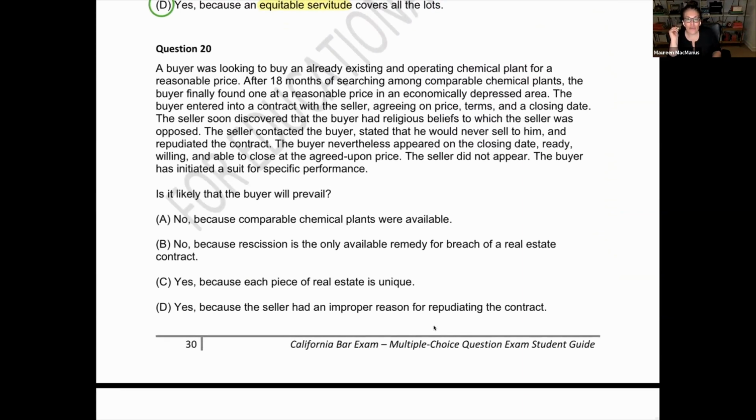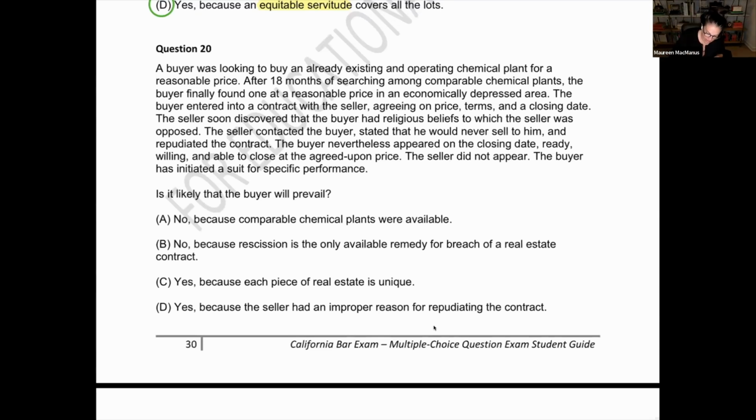A buyer was looking to buy an already existing and operating chemical plant for a reasonable price. After 18 months of searching among comparable chemical plants, the buyer finally found one at a reasonable price in an economically depressed area. The buyer entered into a contract with the seller, agreeing on price, terms, and a closing date. The seller soon discovered that the buyer had religious beliefs to which the seller was opposed. The seller contacted the buyer, stated that he would never sell to him, and repudiated the contract. But what do we know about land? Land is unique, right? The buyer nevertheless appeared on the closing date, ready, willing, and able to close at the agreed upon price. The seller did not appear. The buyer has initiated a suit for specific performance. Is it likely? Yeah, because land is unique.